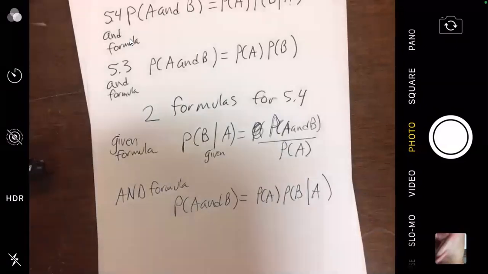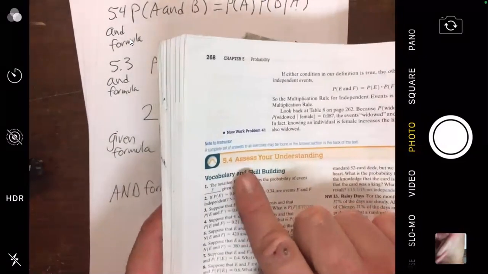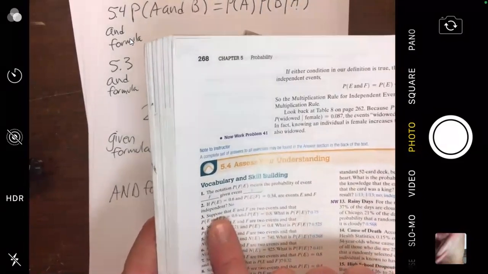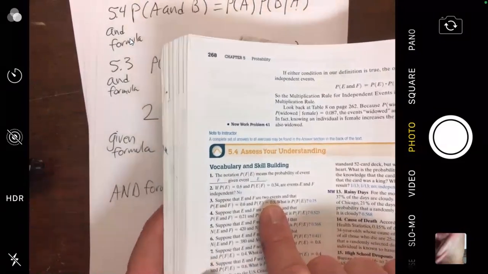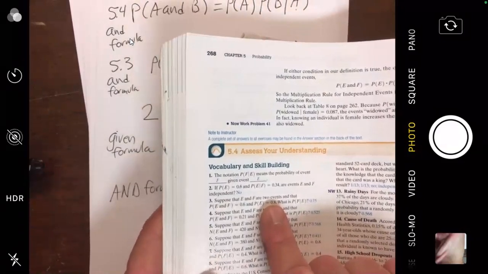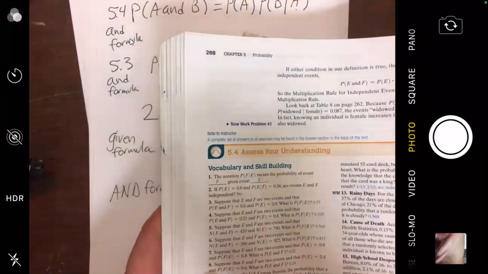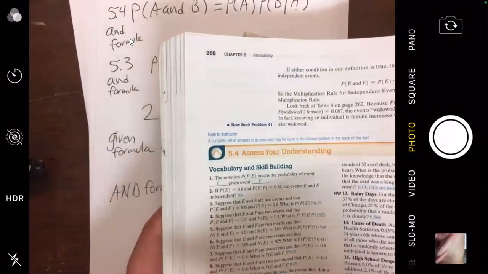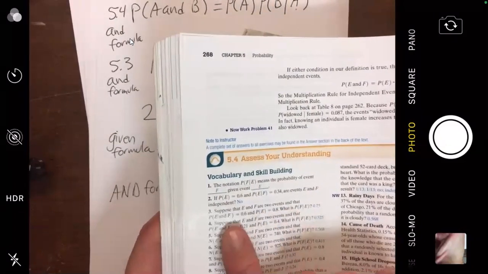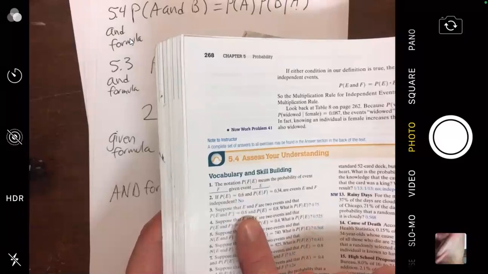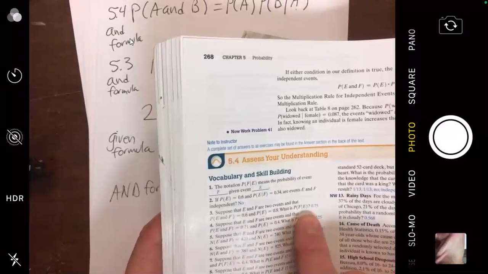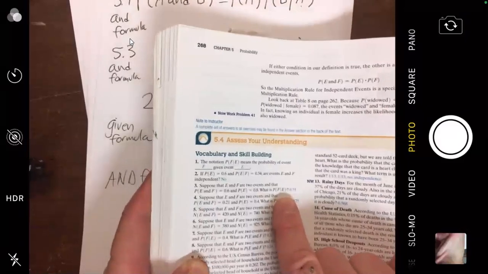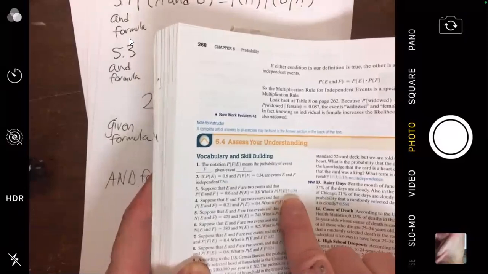It starts on 5.4. We'll start down at problem 3. All right, E and F are two events. Notice they don't say they're independent. If they want them to be independent, they will tell you they're independent. If they don't mention anything about independence, you can't assume they're independent. And they give you the and of them. E and F is 0.6 and just E is 0.8. What is this? That's read F given E.